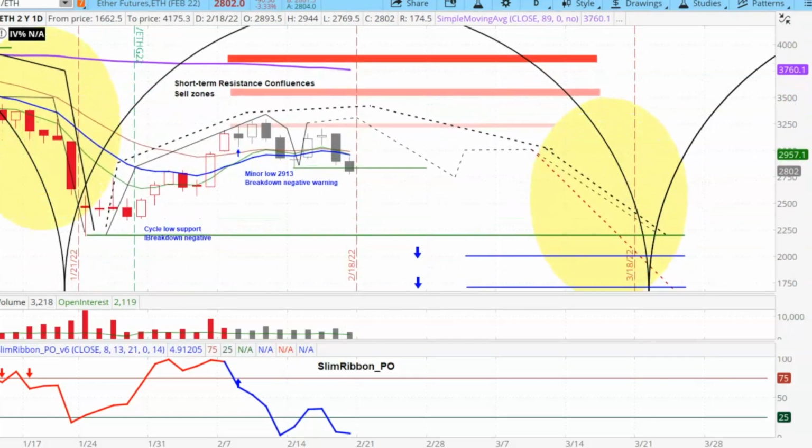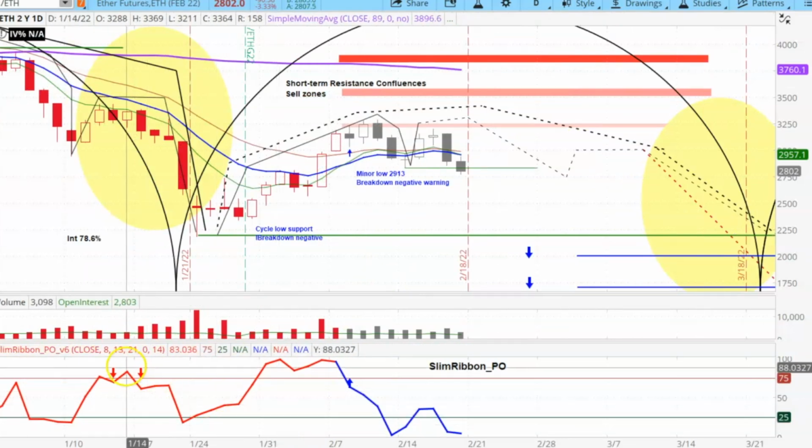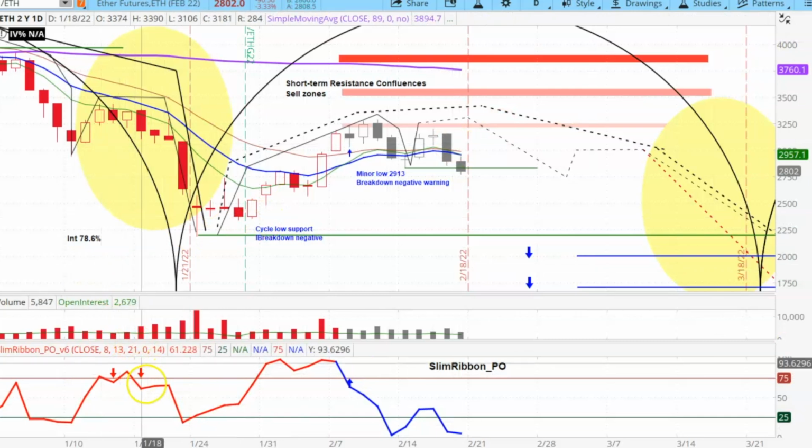So there you can see the little cycle breakdown in here. And if you look at momentum, the momentum was giving us negative signals as it was moving down, as that slim ribbon PO gives us those signals.